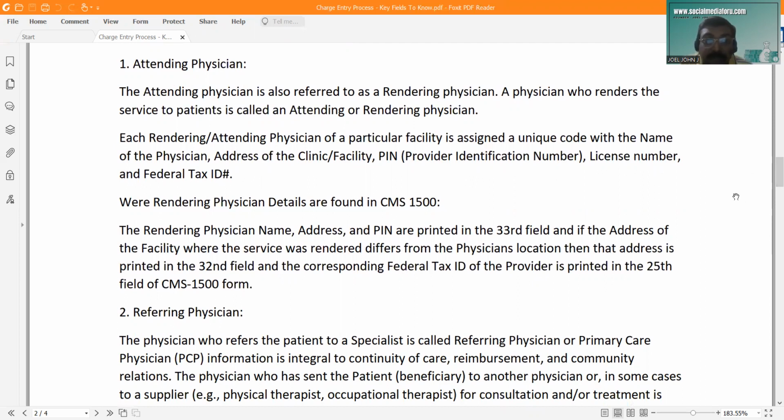Attending physician. The attending physician is also referred to as rendering physician. Why is he referred to like that? A physician who renders the service to the patient is called an attending or rendering physician. He is rendering the service, right? Or he is attending you. That's why they call him by that name.